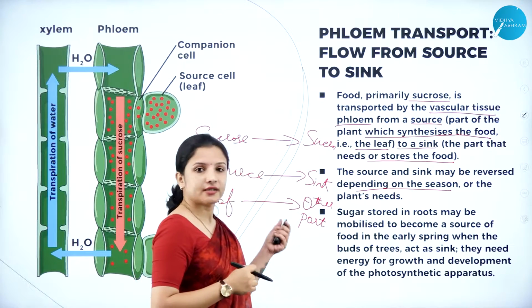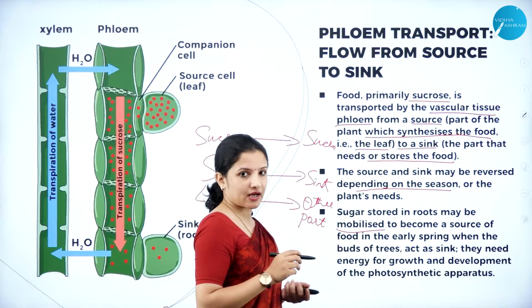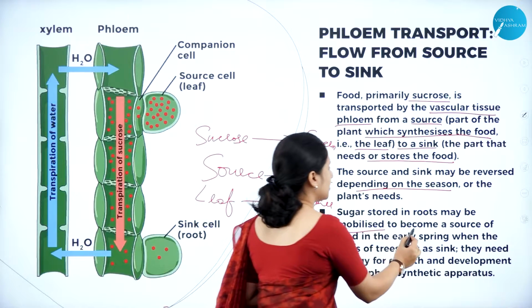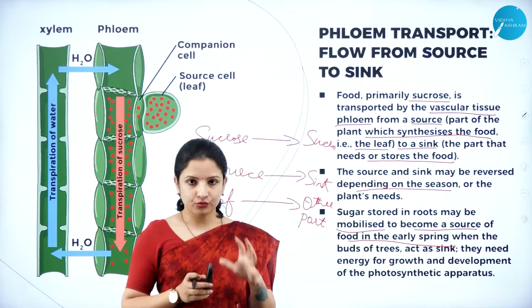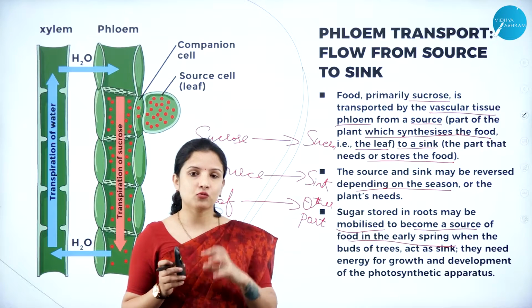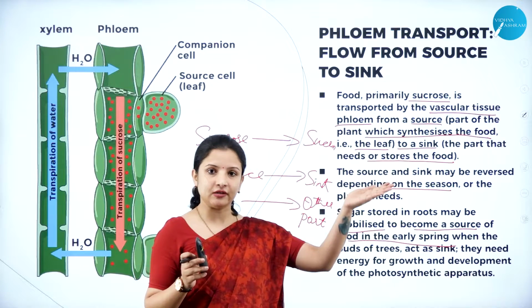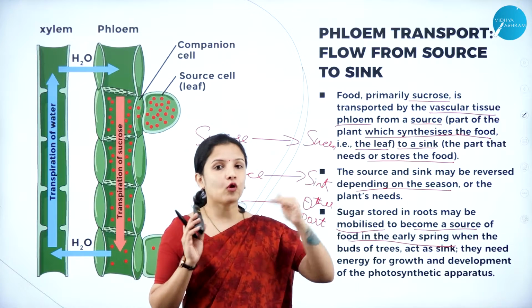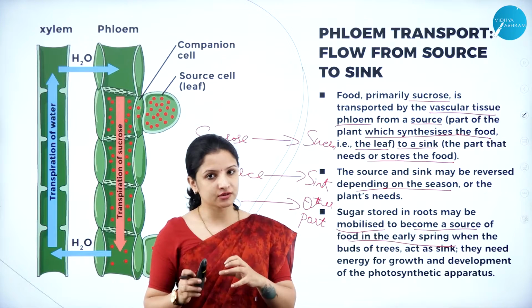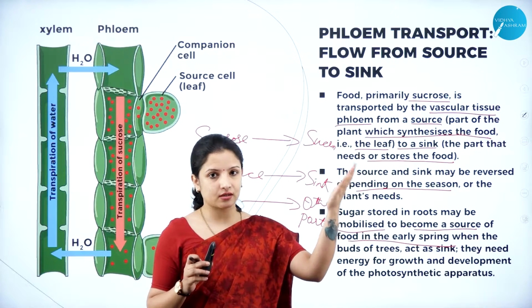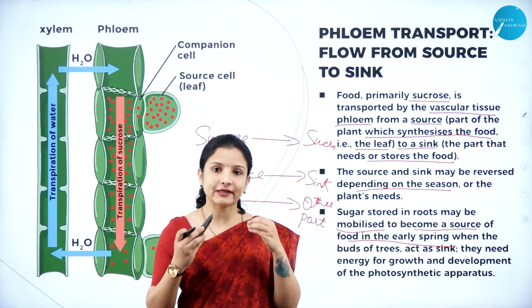So here, sugar that is stored in the roots can be mobilized. That is, it can travel and become a source of food in the early spring. Roots actually supply the water and mineral nutrients from the base of the plant to the leaf, right? So when water and mineral nutrients are the material, the root is the source and the leaf is the sink, right? Now in this case, I am talking about the food material, that is sucrose.